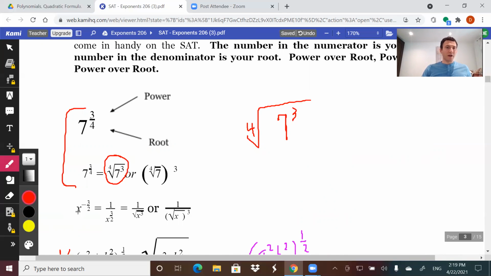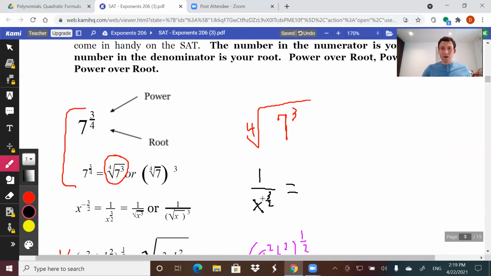Okay. Looking at this one, x, and feel free to kind of pause and mess around if you want to, but x to negative 3 over 2, we drop it to the bottom because it's a negative, right? Base in the wrong place. And we have x to the 3 over 2.